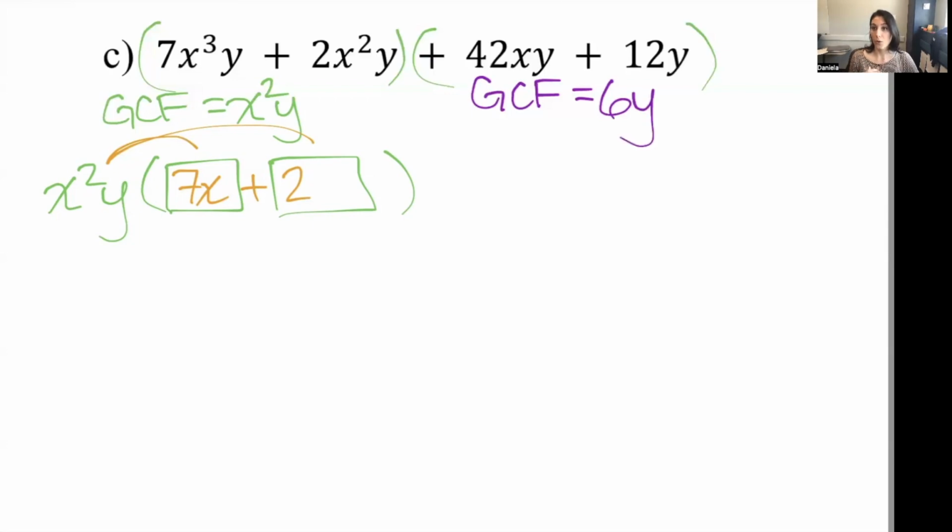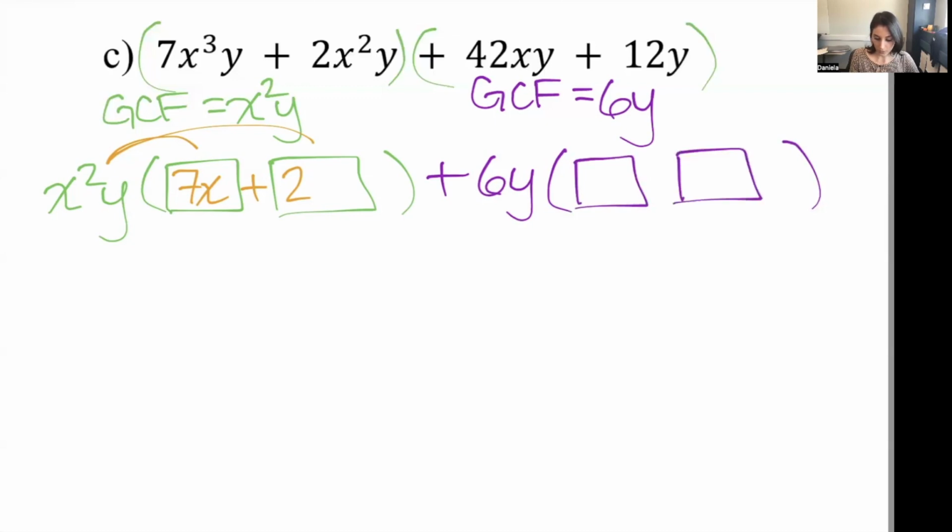So I'm going to pull out a positive 6y. So make sure you put that plus sign. It's super important. So group number 2, we're going to set up as the reverse distributive property, 2 terms, so 2 boxes. So 6y times what gives me 42xy? Well, 6 times 7 is 42. I have a y, but I'm missing an x.